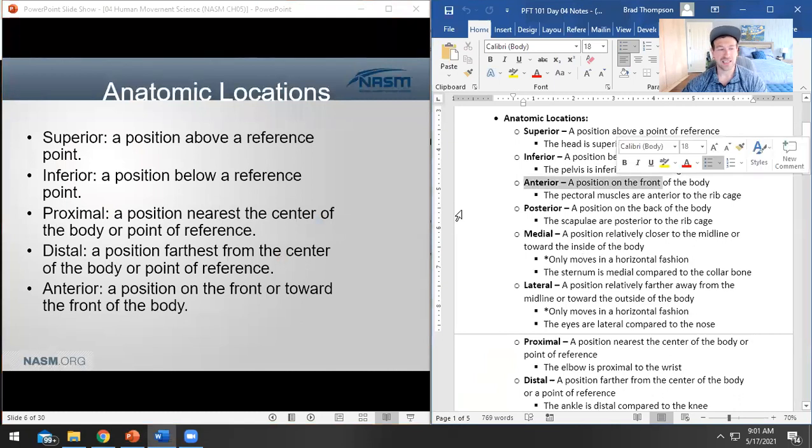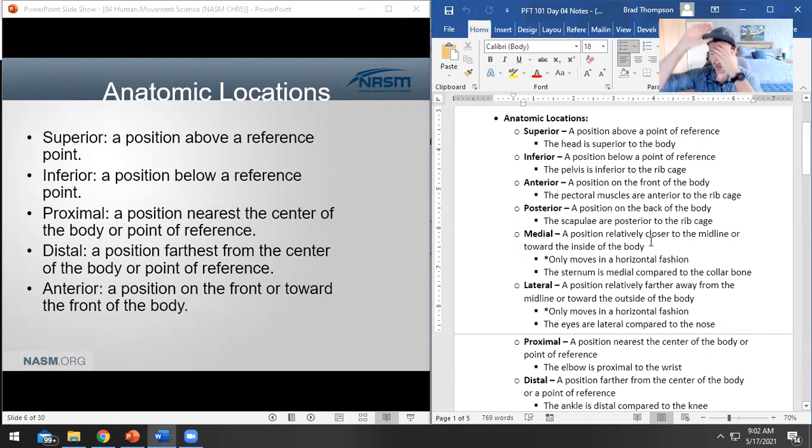Then we have anterior versus posterior. Anterior is a position on the front of the body. So your pectoral muscles are anterior, your abdominals are anterior, your face is anterior, all the stuff that is on the front of the body. And posterior is a position on the back of the body. Your glutes are posterior, your hamstrings are posterior, calf muscles, upper back, lower back, all of those things are posterior. So anterior is on the front, posterior is on the back.